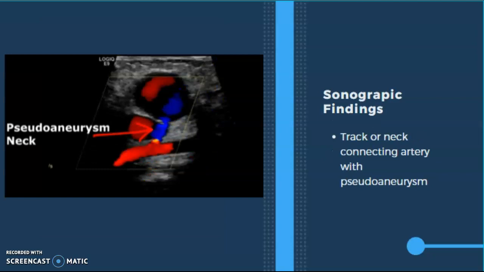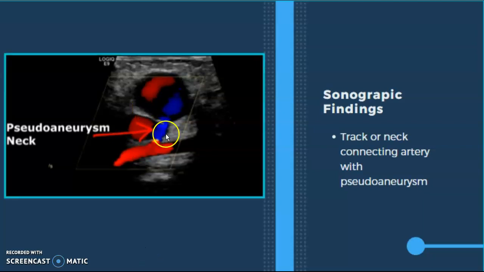Sonographic findings associated with pseudoaneurysms include a tract or neck that connects the artery with the pseudoaneurysm. So here is your native artery, and this is the neck indicated by the red arrow, and you can see it's traveling up into this superior area where you see the red and blue.